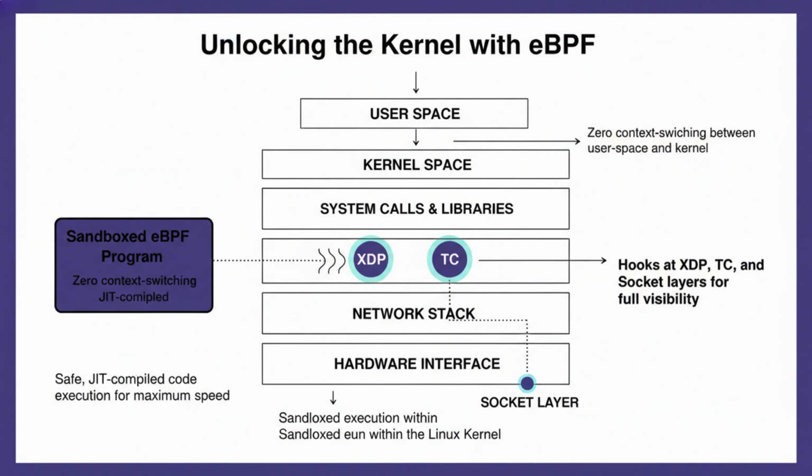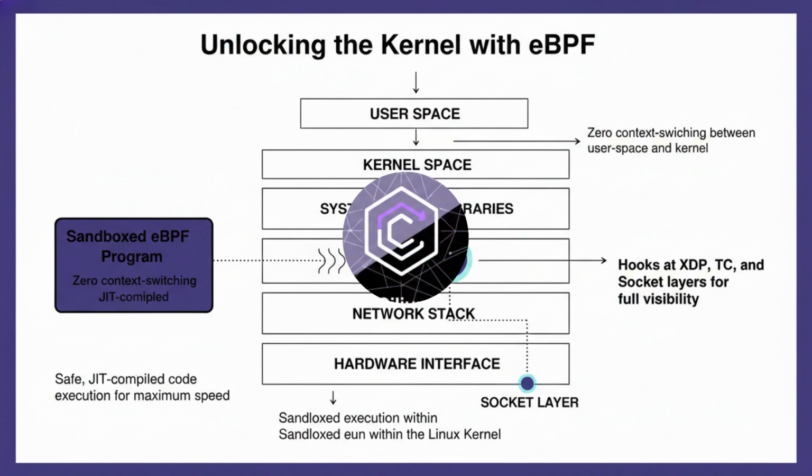For networking, this means we can hook into various points in the network stack, such as XDP for early packet processing or TC for traffic control. By using eBPF, we avoid the expensive context switch between user space and kernel space. We can inspect packets, modify them, or drop them based on highly specific logic, all at the speed of the kernel itself. This is the foundation of our high-performance policy engine.